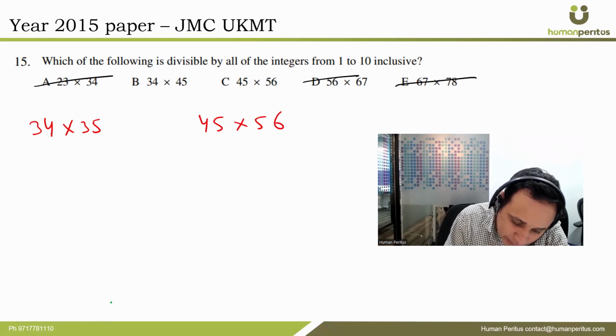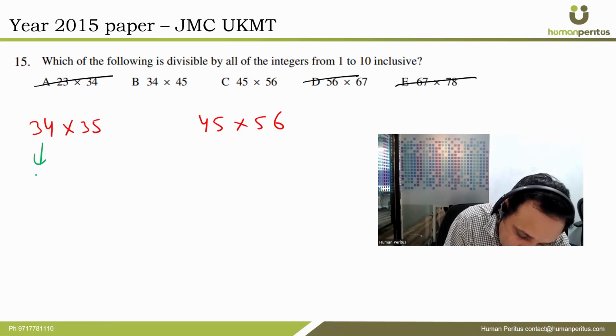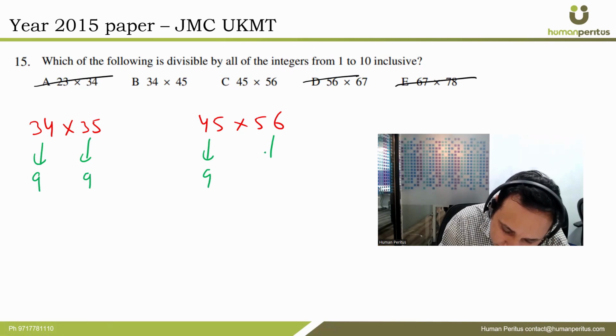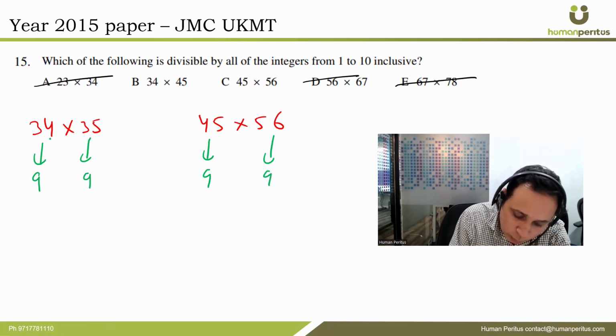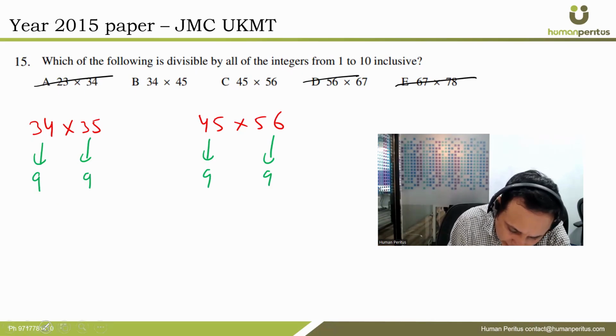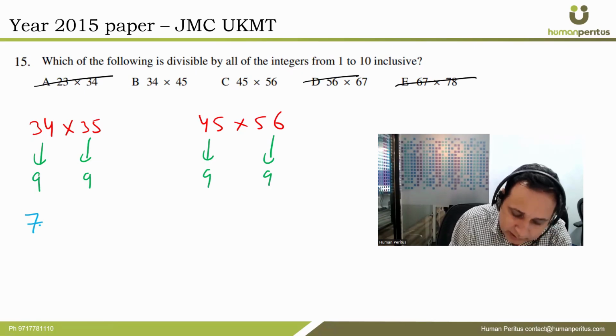We'll check divisibility by 9. So I divide this by 9, this by 9, this by 9, this by 9. So when I do this, I get remainder to be 9 into 37, and my remainder comes out to be 7. By the way, remember it carefully. If I divide 34 by 9, I get remainder to be 7.